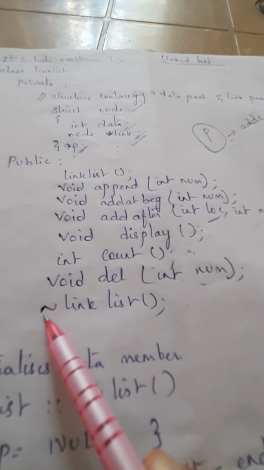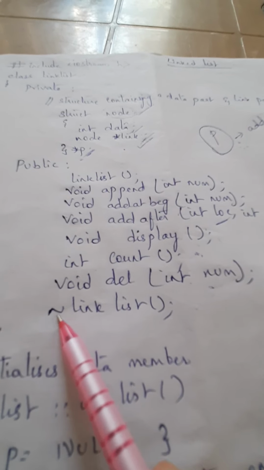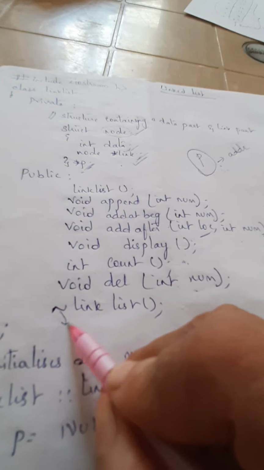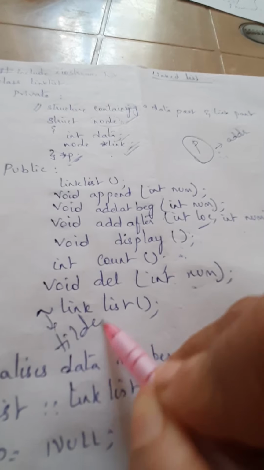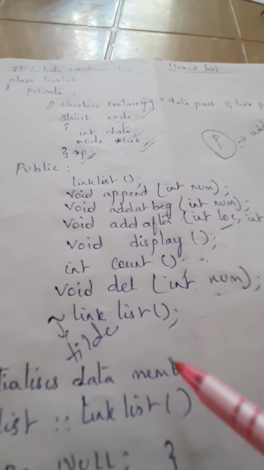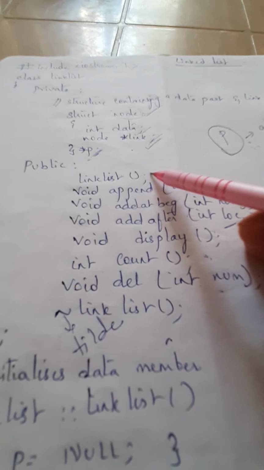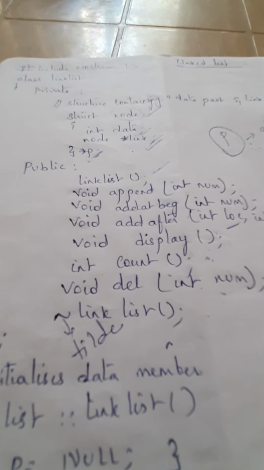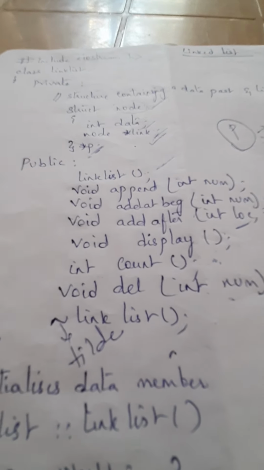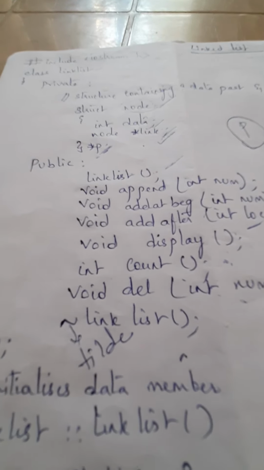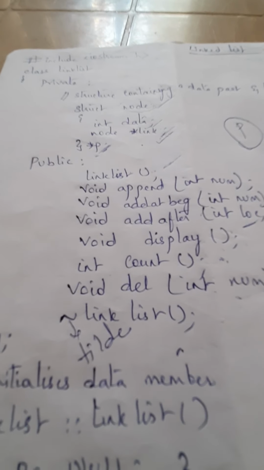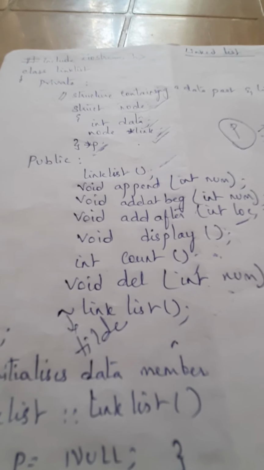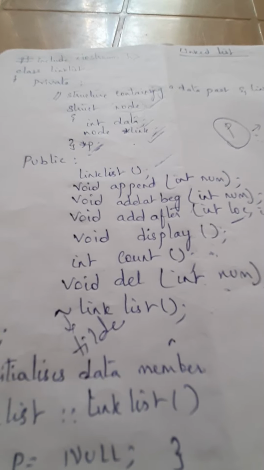And here you can see the destructor. Now this is a tilde symbol which is used for destructing the memory that is being allocated by using the constructor. So in the class we have already discussed, whatever memory you are allocating through the constructor, you have to deallocate that particular memory through a destructor only.